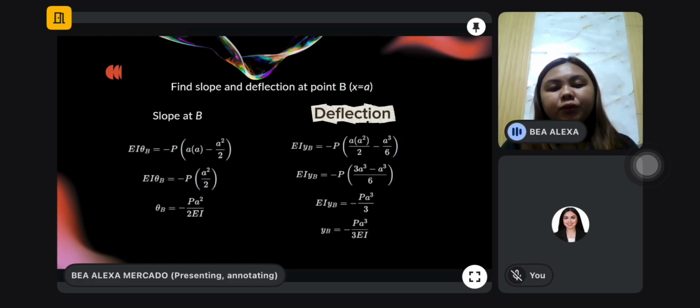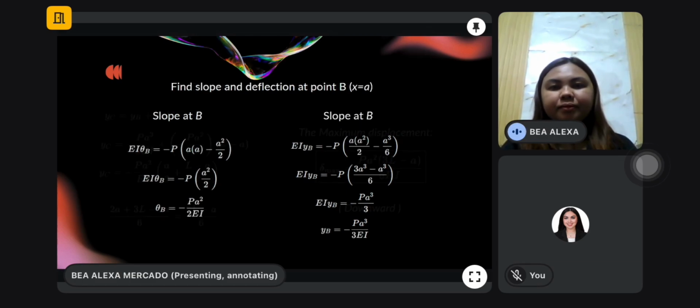The deflection at B: EI y B equals negative P times the quantity a times a squared over 2 minus a cubed over 6. It becomes EI y B equals negative P times the quantity 3a cubed minus a cubed over 6, so EI y B equals negative P a cubed over 6, which gives negative P a cubed over 3. Then y B equals negative P a cubed over 3EI.